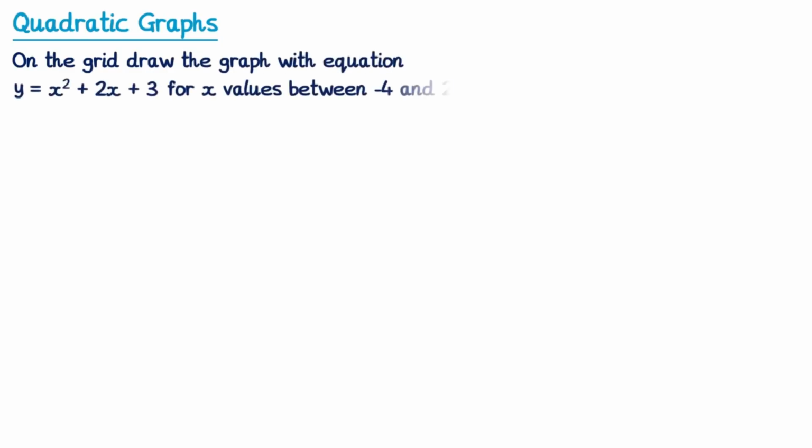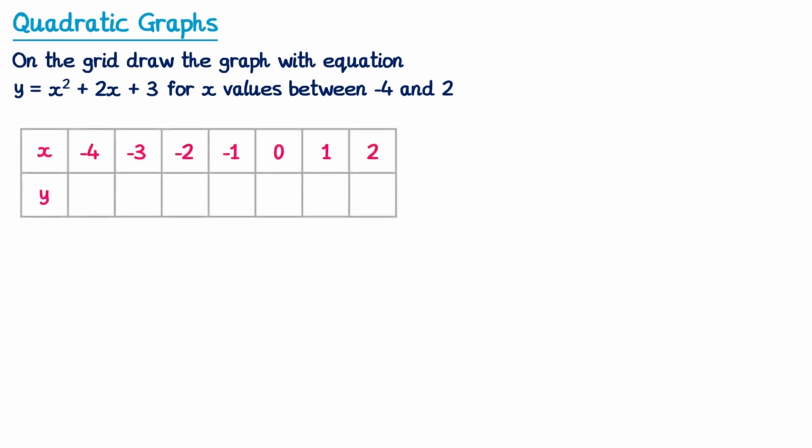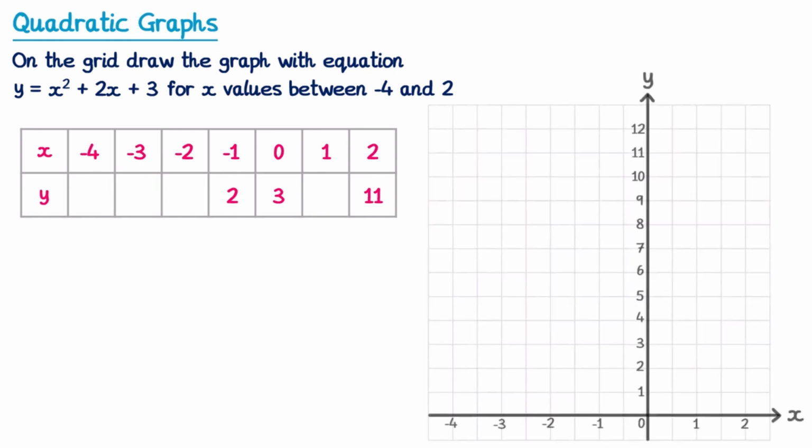You might be asked, on the grid, draw the graph with equation y equals x squared plus 2x plus 3 for x values between negative 4 and 2. Usually, the first part of this question will involve completing a table of values. And often, some of those values are already completed for you. We just need to fill in the rest. And of course, you'll be given a grid to draw this graph on.